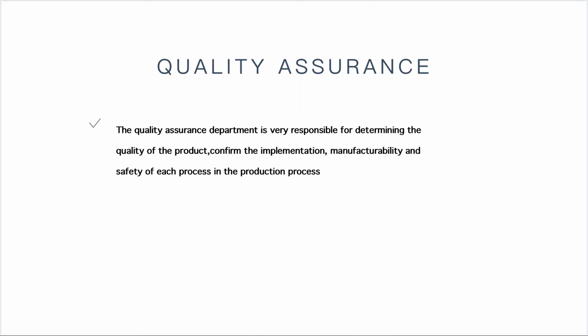And the last stage is quality assurance. It is very important. The quality assurance department is responsible for determining the quality of the product, confirming the implementation, manufacturability, and the safety of each process in the production process. And this stage is to ensure product quality. Many major brand manufacturers attach great importance to this process.